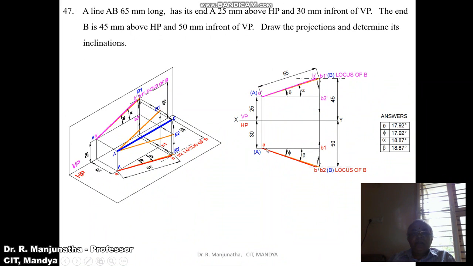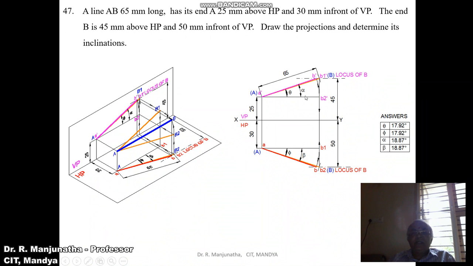This is the true length in HP. Obviously that line has to be parallel to HP. So that means A dash is above HP by 25 mm and B2 dash should also be above HP by 25 mm. So from B2 you draw a vertical projector, which should be a thin line, so that it cuts the locus of A of the front view, which is here, and you mark this point as B2 dash.